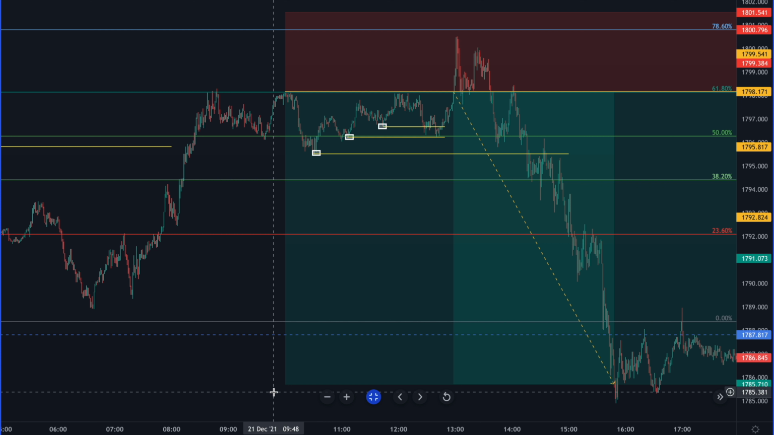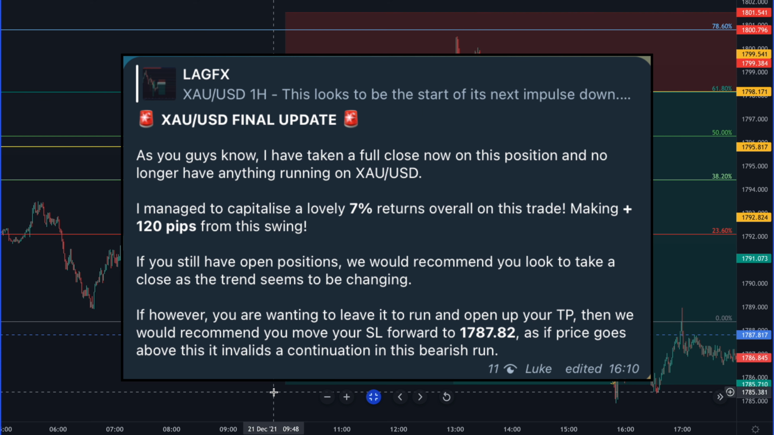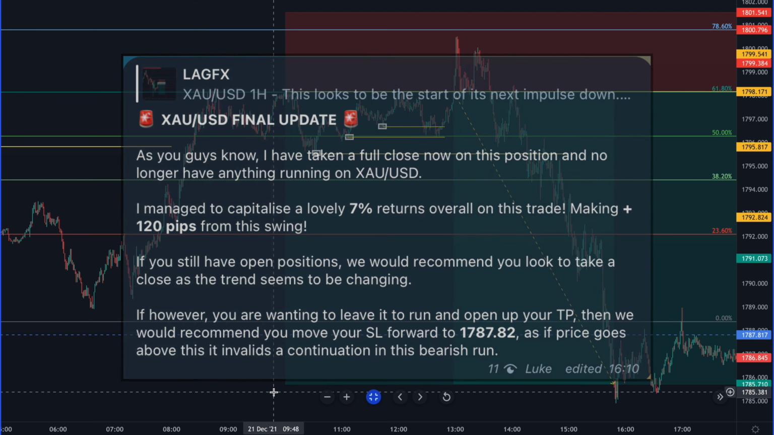So what we did was go to lower time frames, and we used tools like the Fibonacci to give us that added confirmation that we needed and the precise entry as well that we wanted. Then we used good risk management, so risking no more than 2% on our trade, as well as good RR, setting our stop loss above the 78.6 and giving ourselves a realistic target for our take profit. Then once we placed our position, we let our trade run, and once our trade was in profit, we moved our stop loss accordingly. Again, this swing took no longer than 3 hours, and we managed to capitalize a lovely 120 pips and a 7% return.